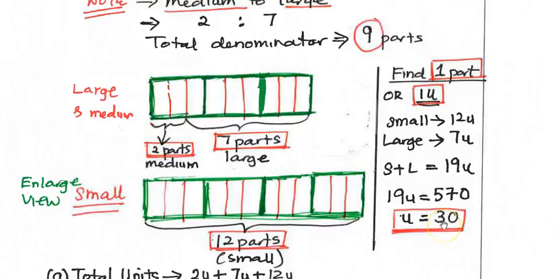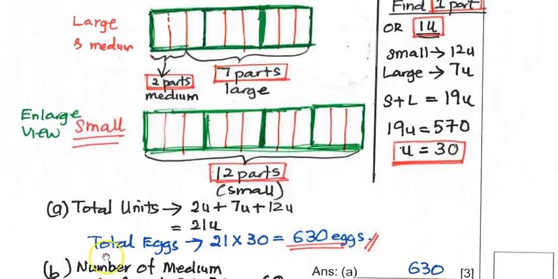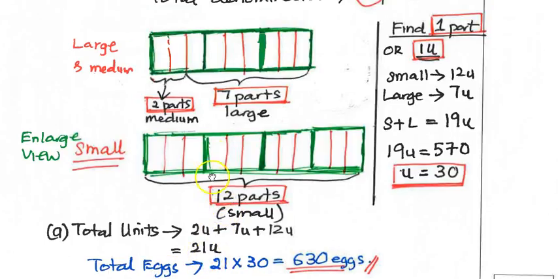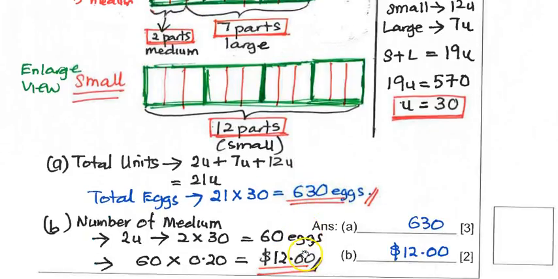Okay, so what is the question again? Total number of eggs. There are 21 units, from 2 plus 7 plus 12, which is 21. 1 unit is 30, 30, 30, all the way. 21 times 30 is 630 eggs, right? 12 parts small, 7 parts large, medium 2 parts. Total 630 eggs.